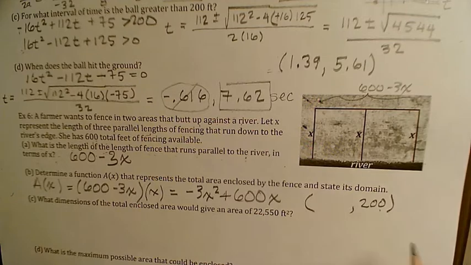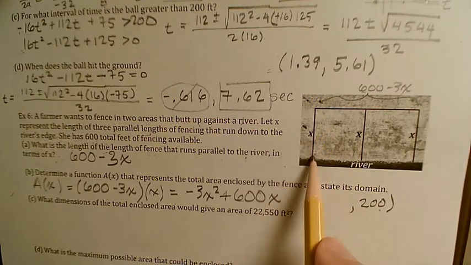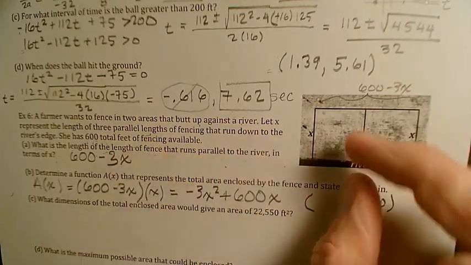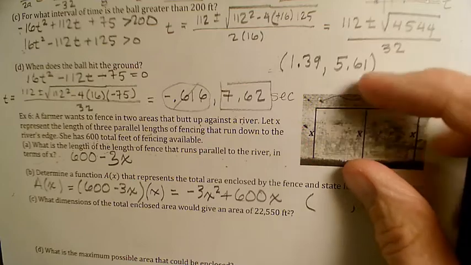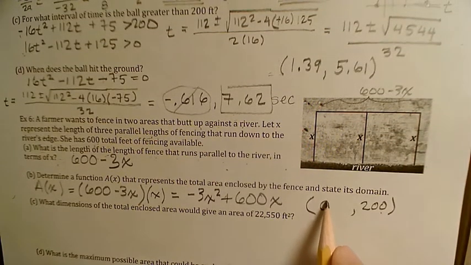So we're thinking of this as an interval. So how small could x be? Well, think about x being really small. Then this is a rectangle that's really long and not very deep away from the river. So I guess it could be almost 0.